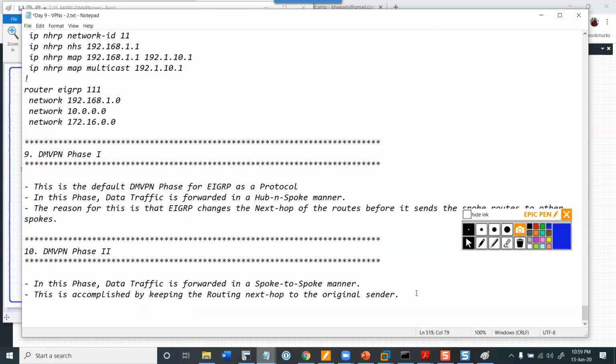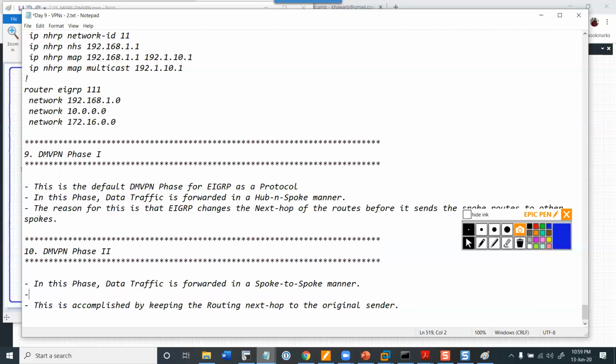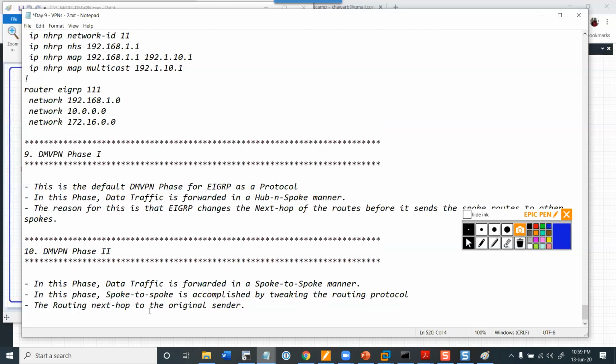All right, let me put one more line over here. In this phase, spoke to spoke is accomplished by tweaking the routing protocol. The tweak is what? The routing next hop is configured such that it points to the original sender.